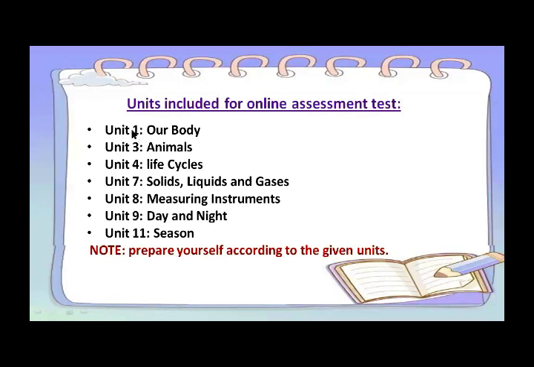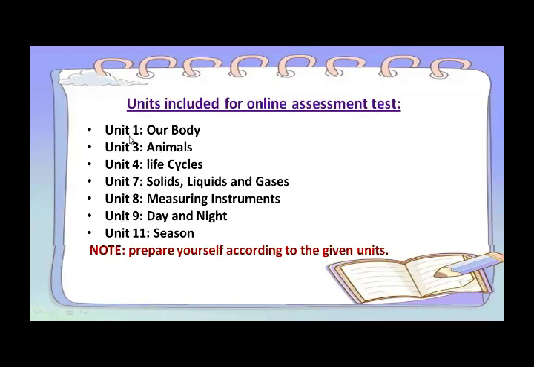Unit number 1, our body. Unit number 3, animals. Unit number 4, life cycles. Unit number 7, solids, liquids, and gases. Unit number 8, measuring instruments. Unit number 9, day and night. And unit number 11, seasons.